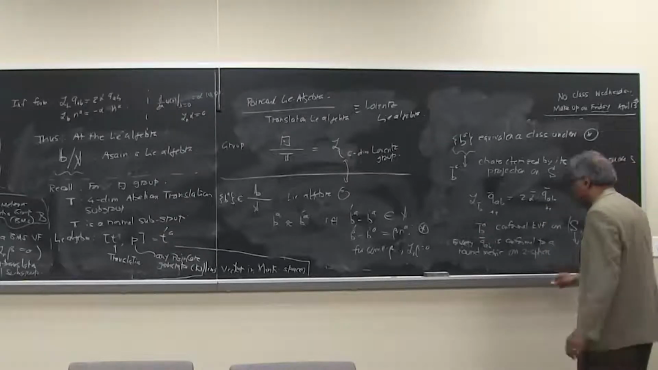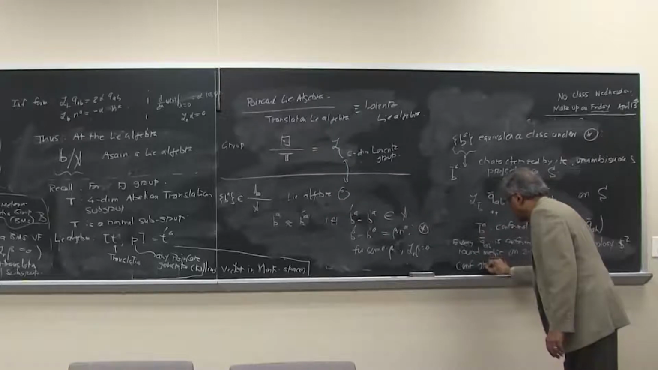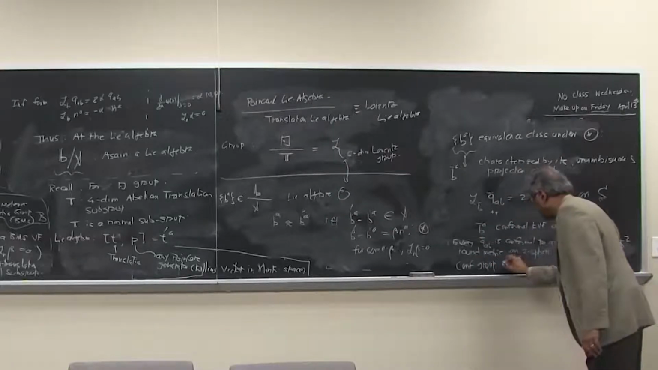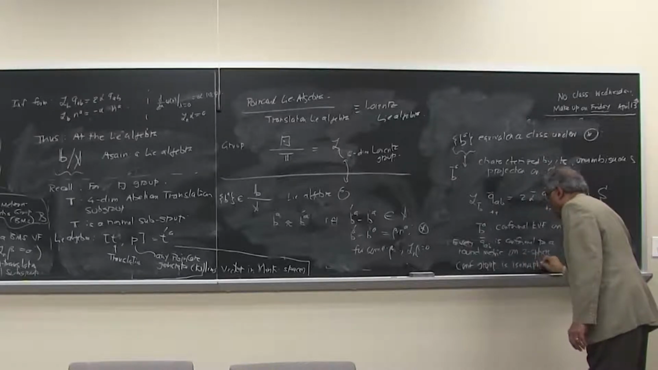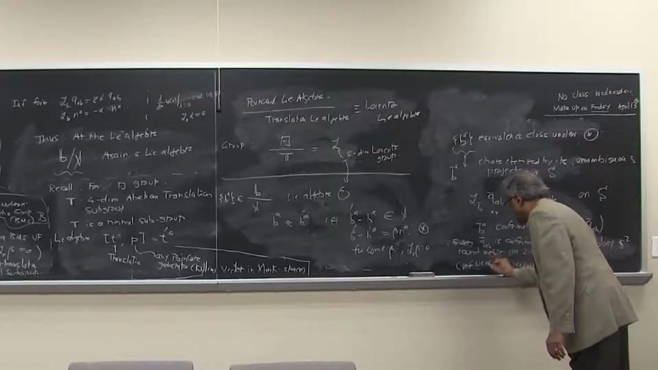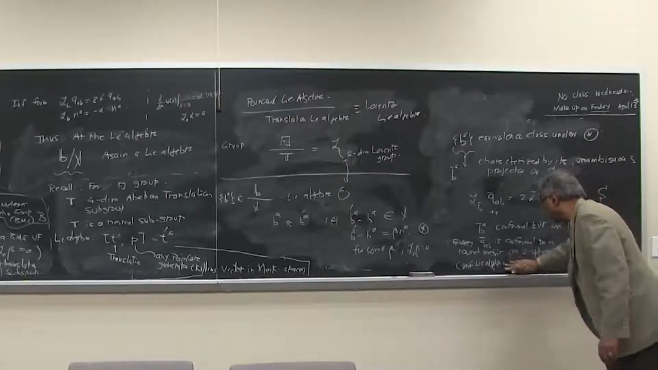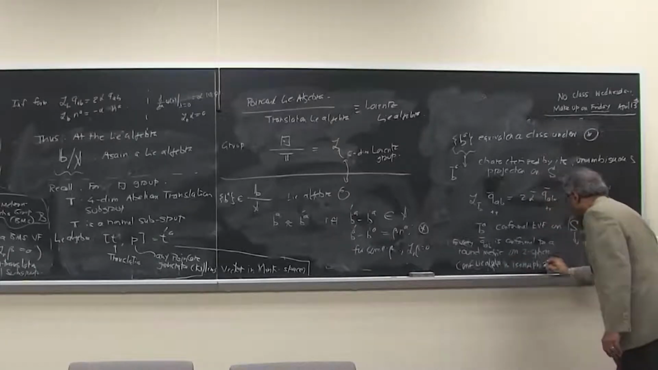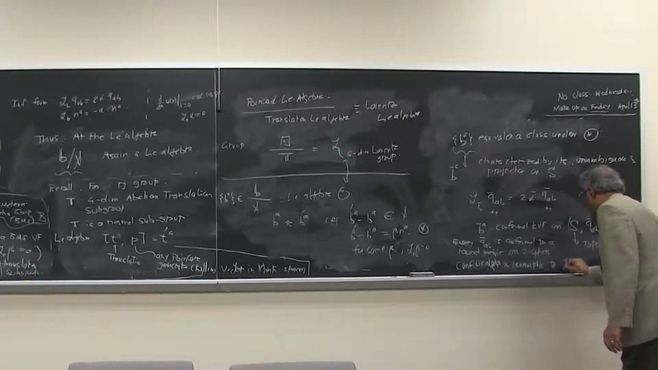So the statement up here is that this conformal group is isomorphic, conformal with the algebra, is isomorphic to the Lorentz algebra.